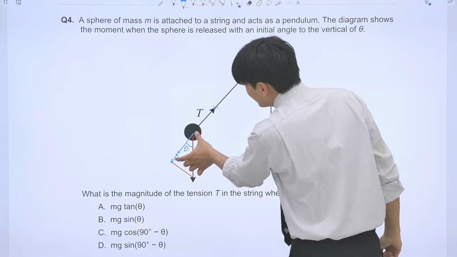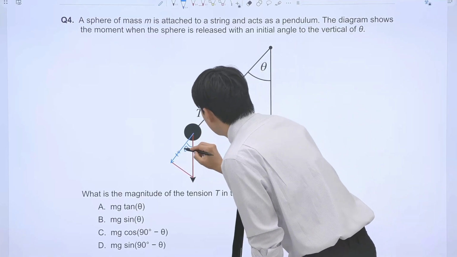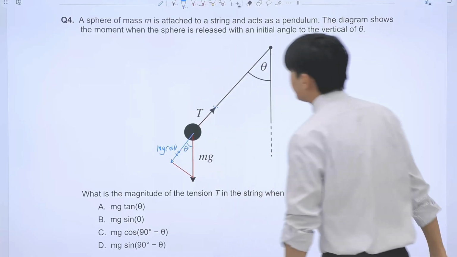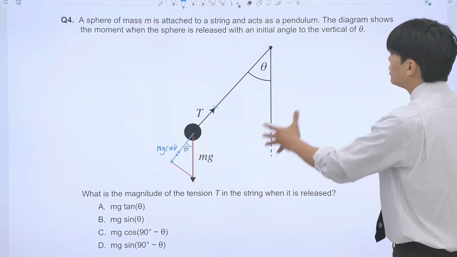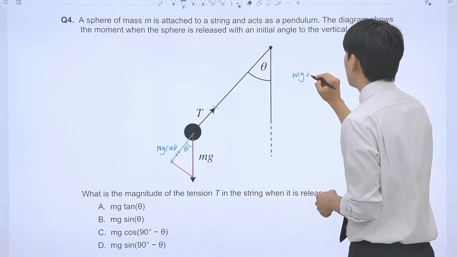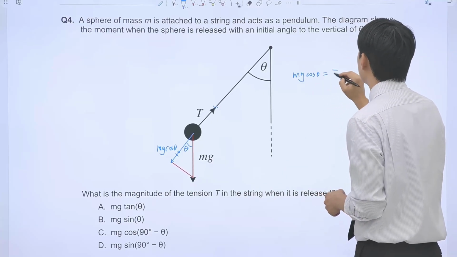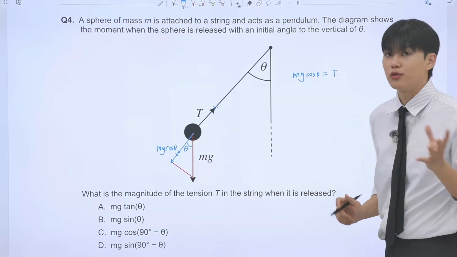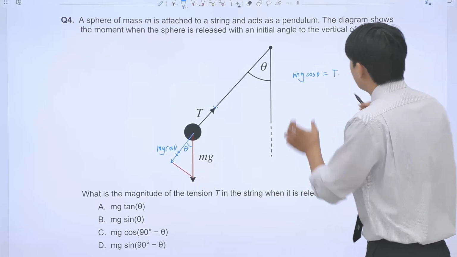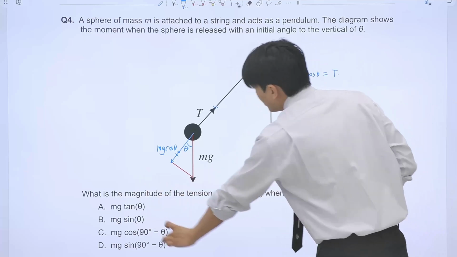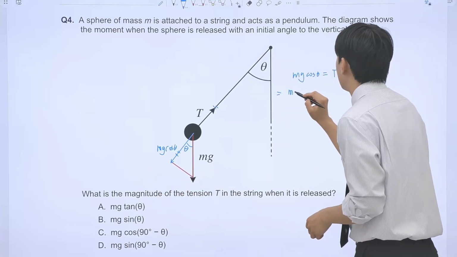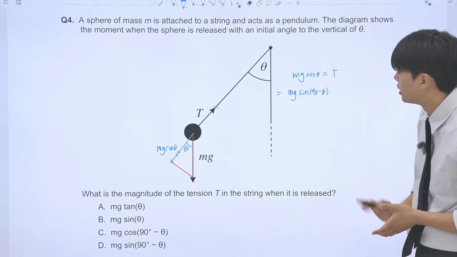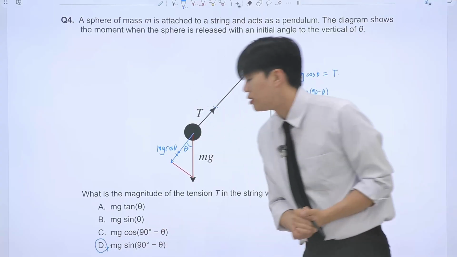So if I take this component here, that's mg cosine theta. Then mg cosine theta should equal tension T, so that sigma F equals 0. And we know mg sine (90 minus theta) is the same as mg cosine theta, so in that case D should be the answer.